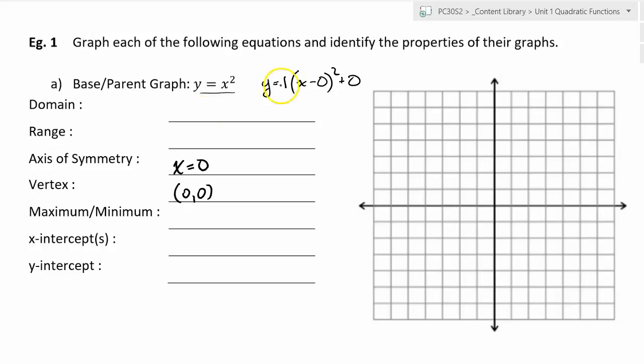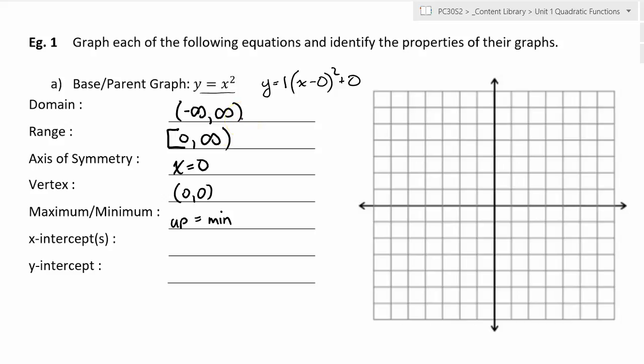My range, well, my parabola is opening upward, which means I have a minimum. So my range is starting at my vertex, 0, and going forever upward. My domain is always, always, always allowed to be anything, so negative infinity to positive infinity.